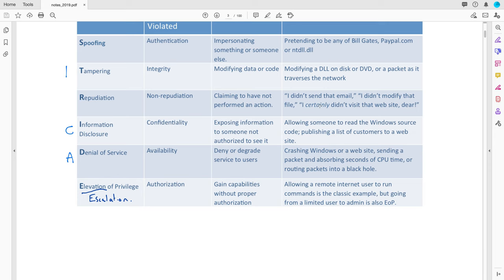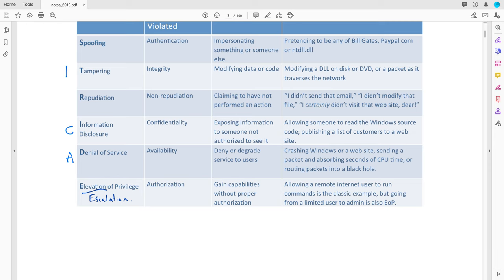So these six are all phrased in terms of the attack itself. You can see that tampering corresponds to integrity in CIA. Information disclosure corresponds to confidentiality in CIA. And denial of service corresponds to availability. And then there's three, spoofing, repudiation, and escalation of privilege, that are not part of the original CIA. Okay, so let's go through them one by one.